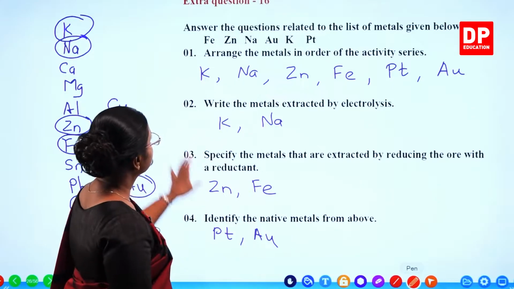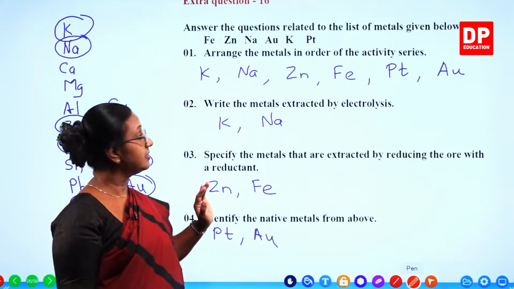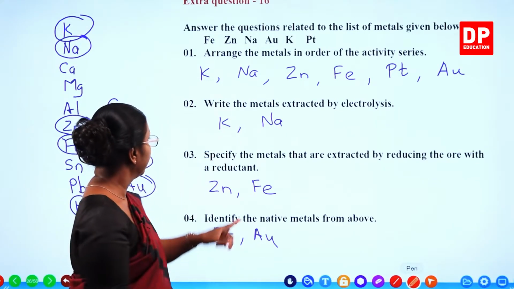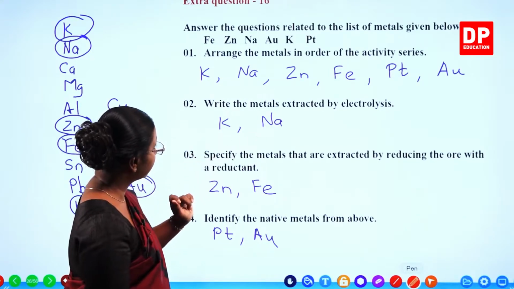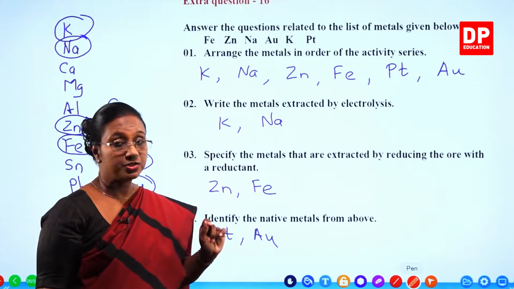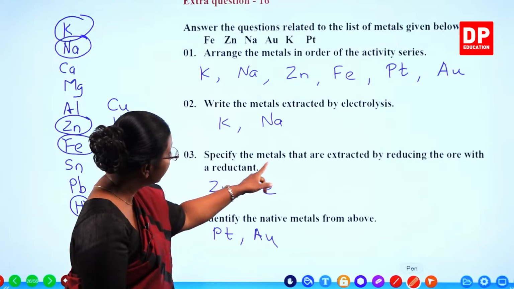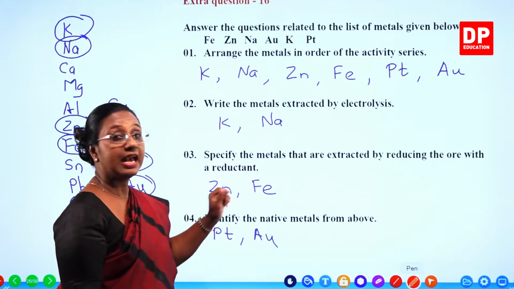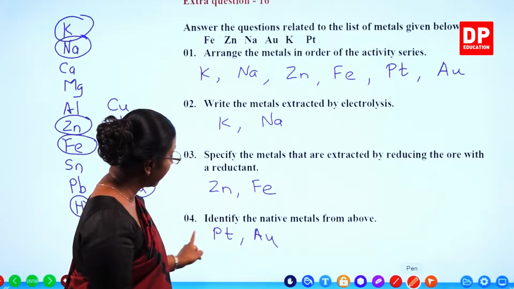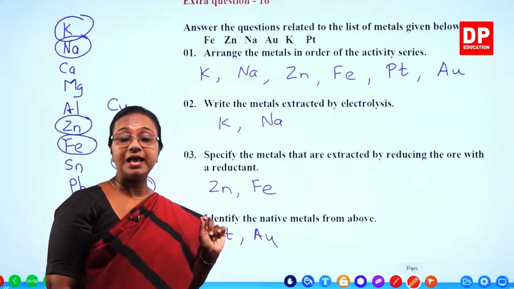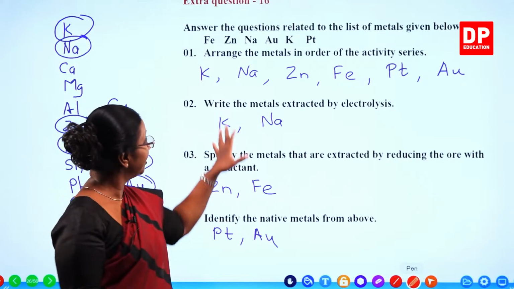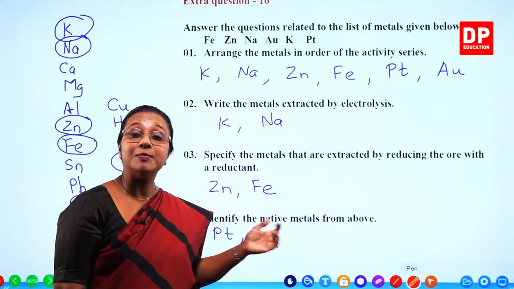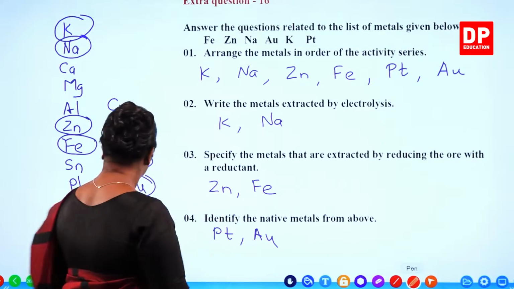So you can see the metals in order of activity series: potassium, sodium, zinc, iron, platinum, gold. Then we have the metals extracted by electrolysis, potassium and sodium. Then we have the metals that are extracted using a reducing agent, zinc and iron. And here we have the native metals, platinum and gold. So I am sure you can understand all these answers, students. With that, we will move on to the next question.